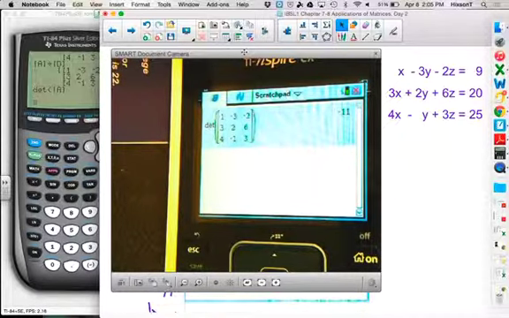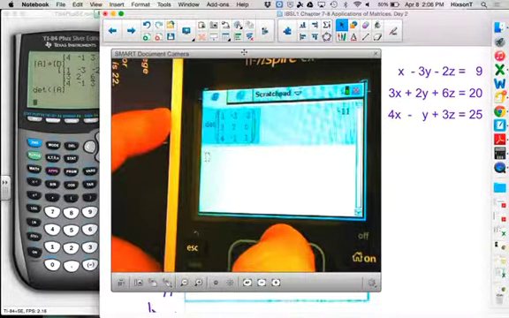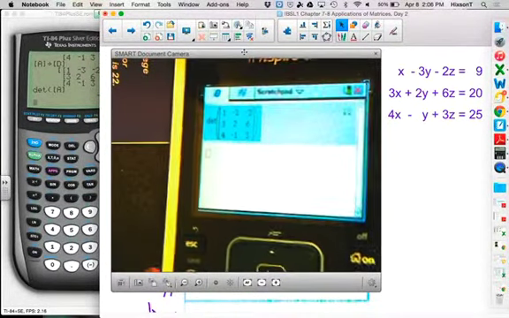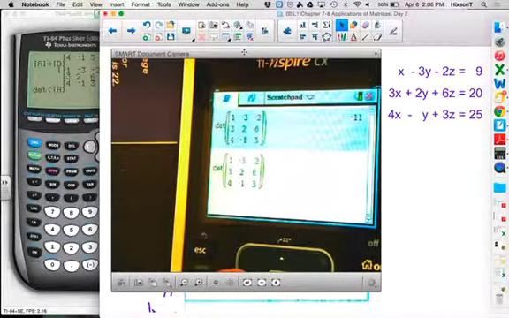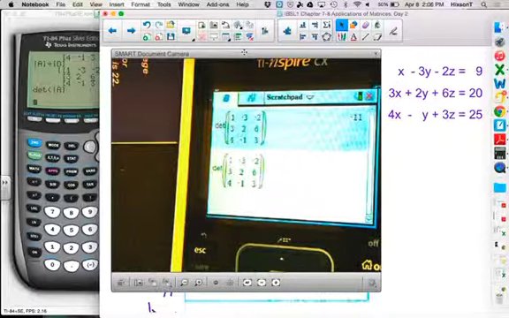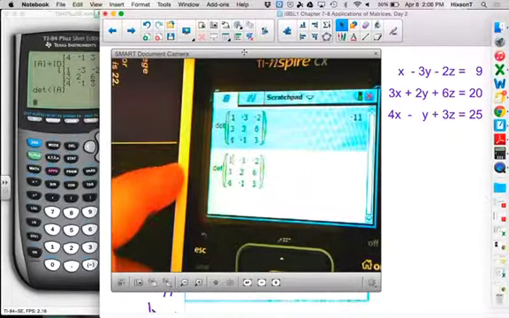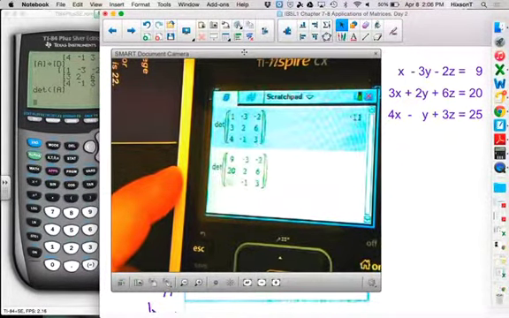Now, the nice thing about the Nspire, which is why we don't have to store it and copy it and all that stuff, is that now that I have that, I'm just going to hit the up arrow twice to highlight that, and hit enter, and now I can just use my arrow to come over here, and because I can see it right there, it's easy to edit. So I'm going to replace the X column with my 9, 20, and 25.